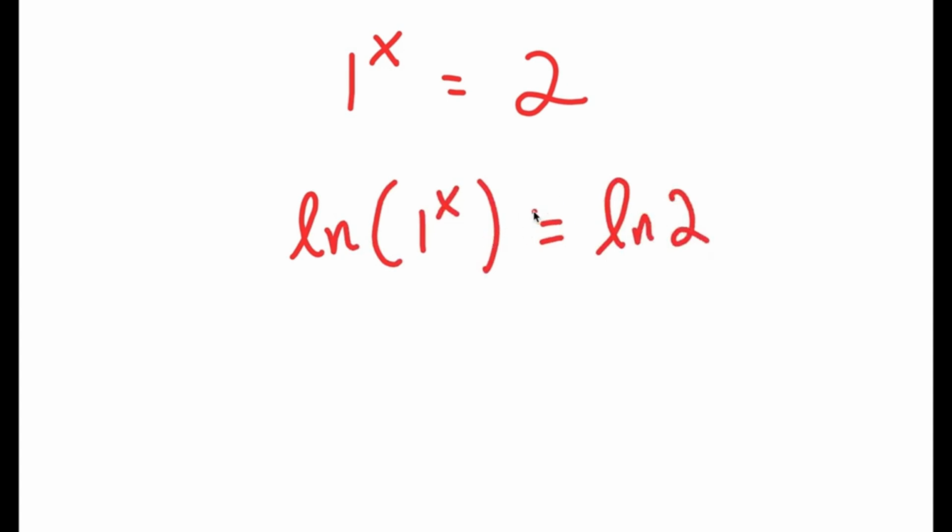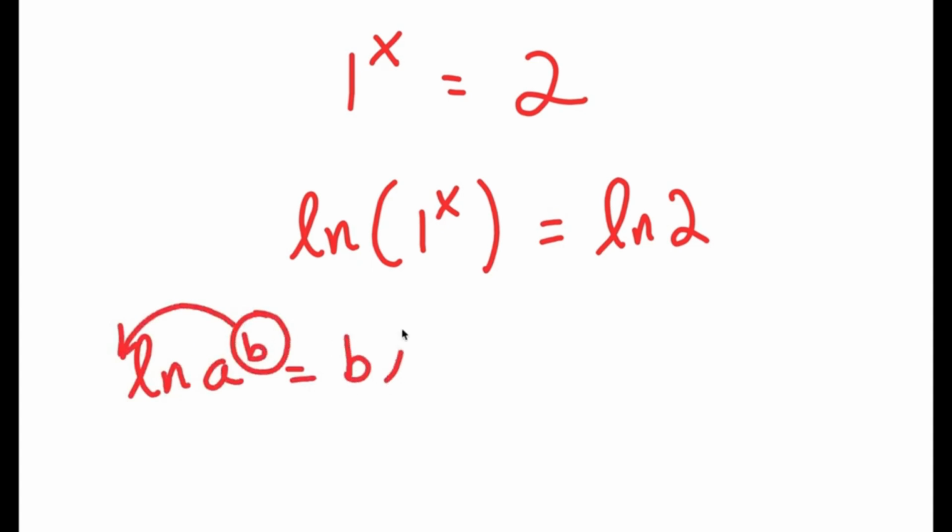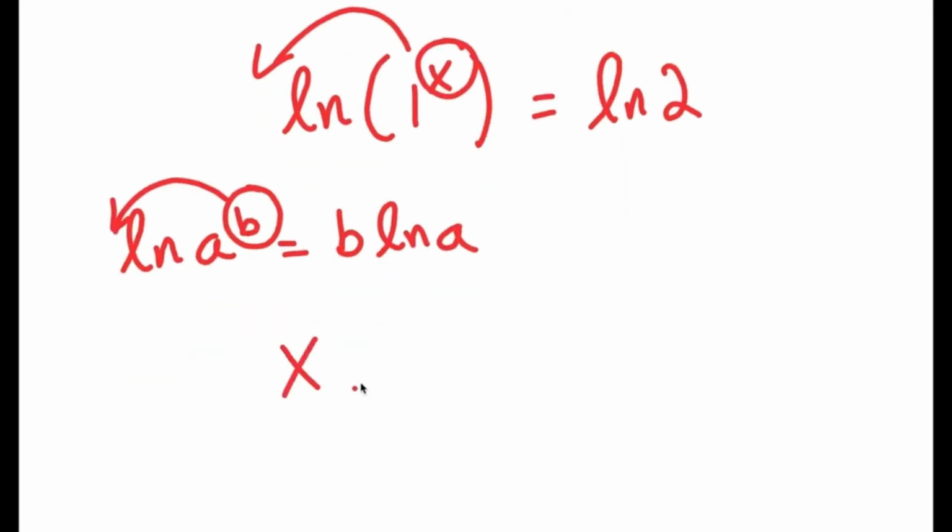And the reason I took the ln on both sides is because it comes with a property that states that if I have something in the form ln a to the power of b, I can move this exponent b to the front, so this turns into b times ln a. So in this case, I have ln 1 to the power of x, and I can move x to the front. So I get x times ln 1 is equal to ln 2.